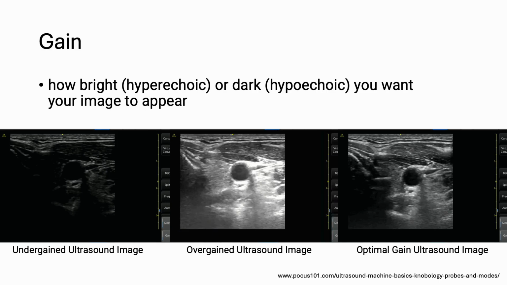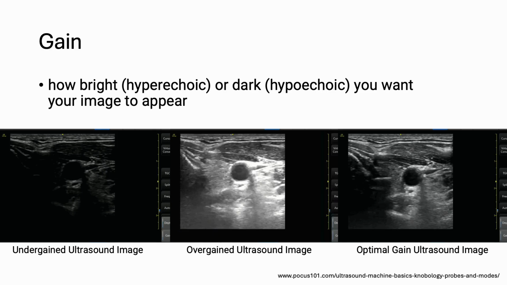The last one is the optimal gain ultrasound image, and so this is important, especially when you're looking at specific things on the ultrasound. They may adjust the gain when they're looking at the fetal heart, if you're trying to see the amniotic fluid, things like that.